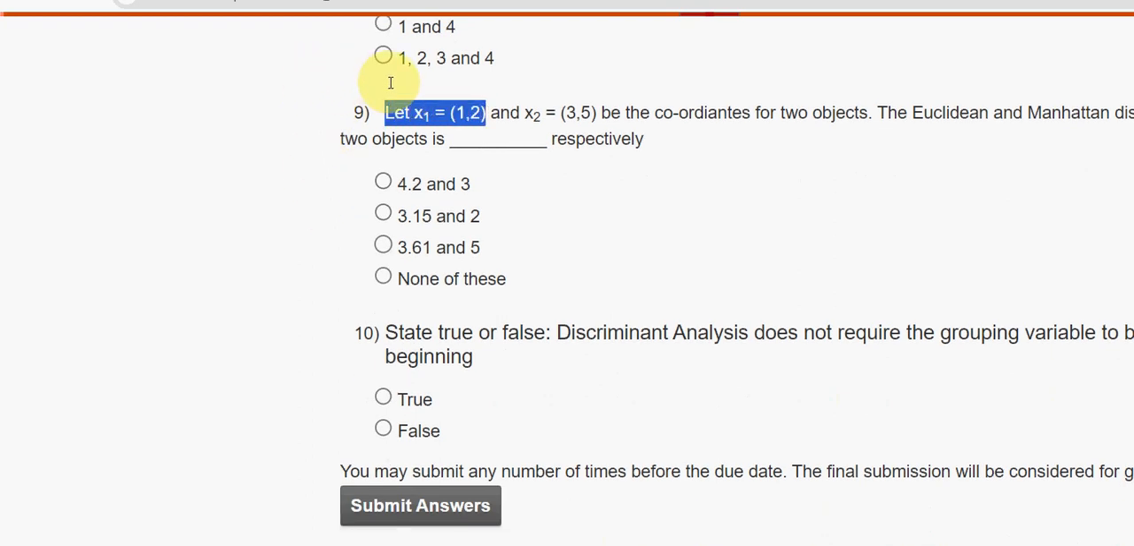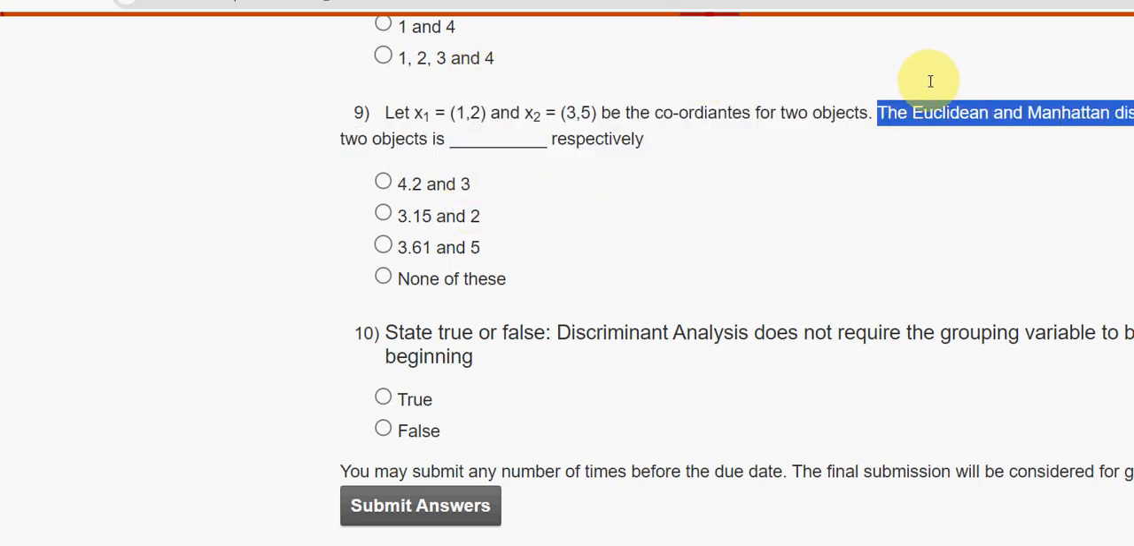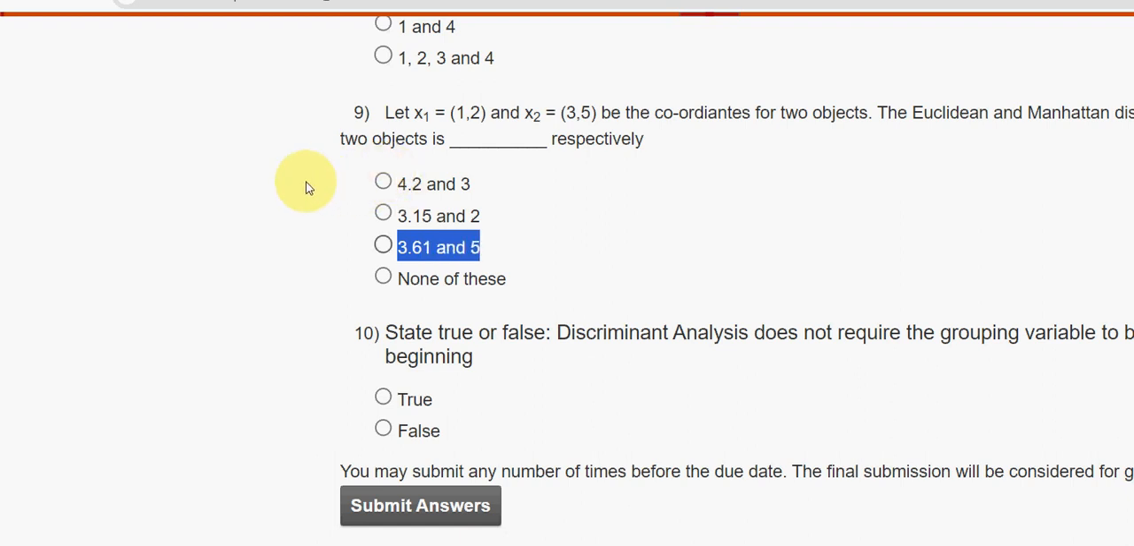Let x1 equals (1, 2) and x2 equals (3, 5) be the coordinates of two objects. The Euclidean and Manhattan distance between these two objects is what? For the ninth question, I have got the answer as the third option, guys. 3.61 is the Euclidean distance and 5 is the Manhattan distance. Next, 10th question.